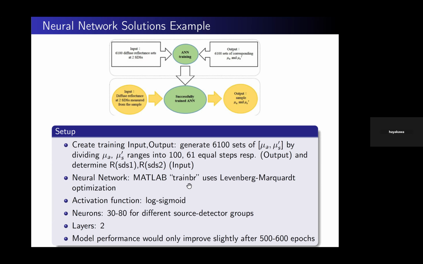He used MATLAB trainbr, which is Levenberg-Marquardt optimization underneath the hood. He used a log sigmoid as his activation function, which is kind of unusual. He used 30 to 80 different numbers of neurons. He had 2 layers, and he had to vary that based on the source. He did it for multiple source detectors, but only 2 at a time. He just wanted to feed in 2 source detector separation reflectances, giving back homogeneous optical properties. He said the performance only improved slightly after 500 or 600 epochs.